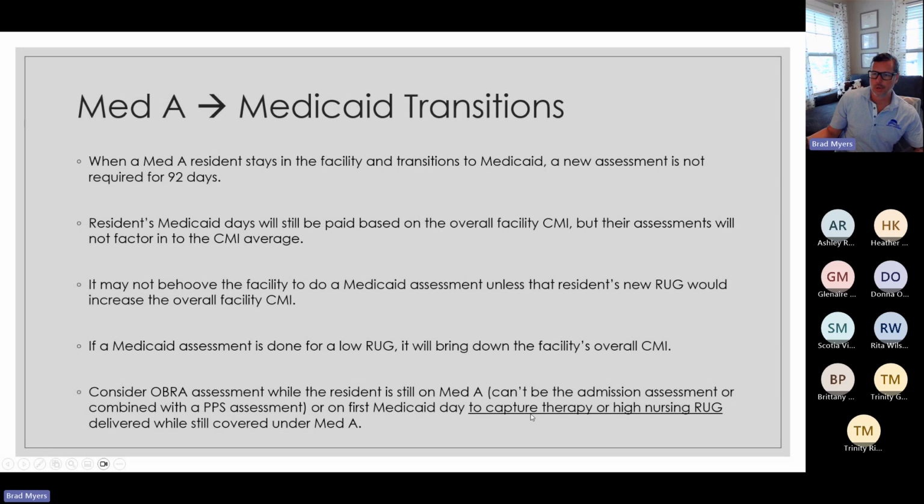So they're going to either discharge off of therapy with Med A, but we could still capture an ARD for rehab if that's going to be beneficial, or for whatever reason they would qualify for one of the higher rugs. MDS can do another assessment to capture that, but I think that's pretty rare.